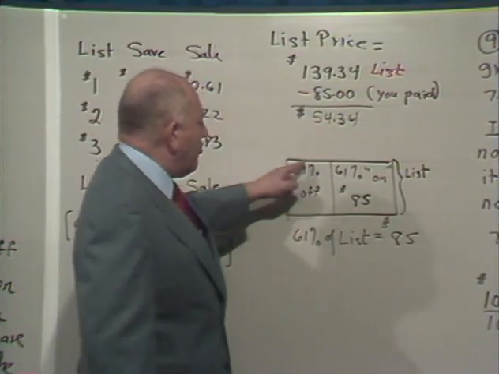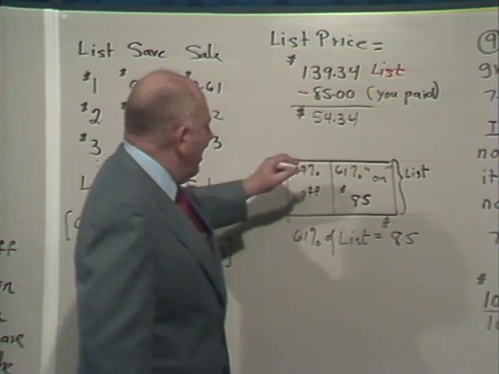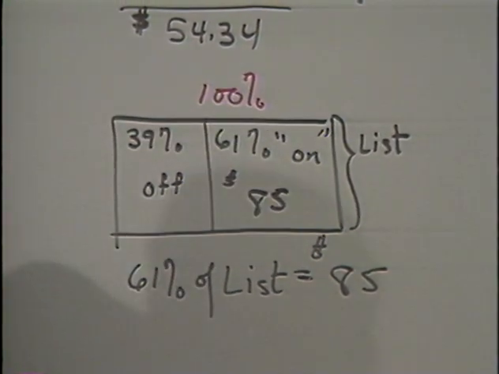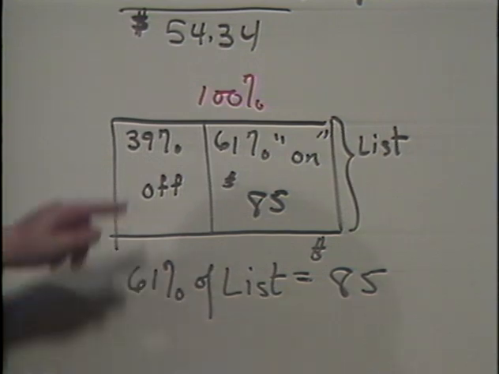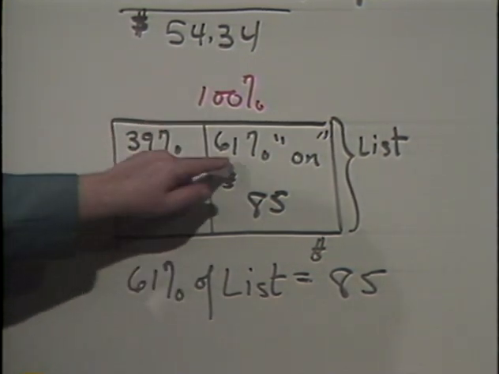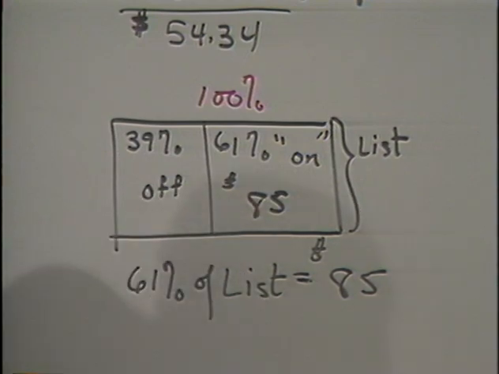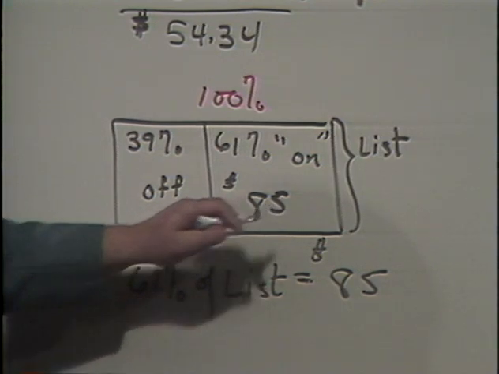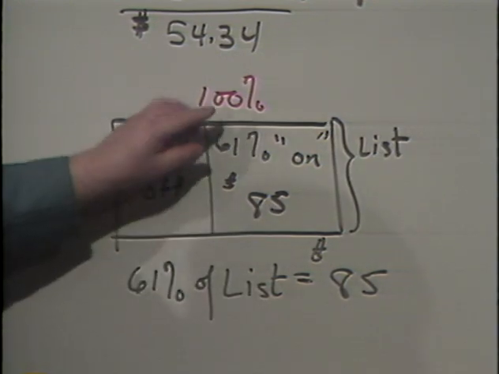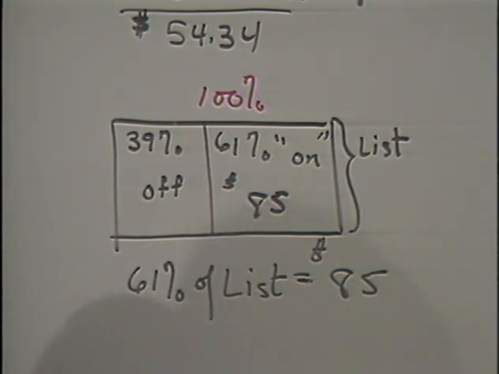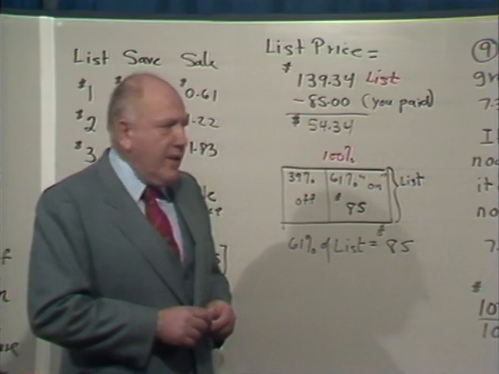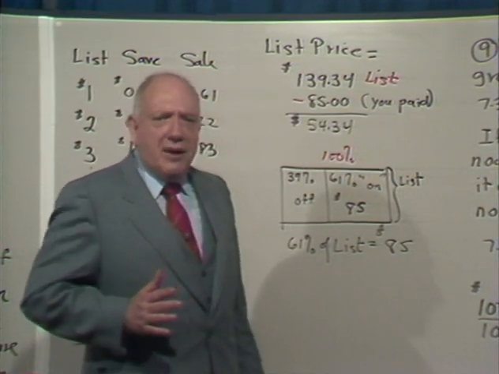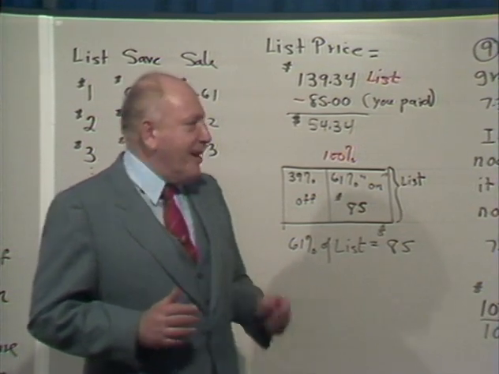I've drawn a very rough chart here so that you can see what's going on. If I look at this rectangle as being the list price, the rectangle represents the whole 100%. The 39% off is what I'm saving. The 61% on is what I'm still paying. So the 85 is what I'm paying, so the 85 goes in this column, and what this says is 61% of the list price is $85. That's a pictorial way to see this if you prefer. At any rate, let's get on with the last part of the assignment because there are some very interesting things to be discussed in that part of the assignment.